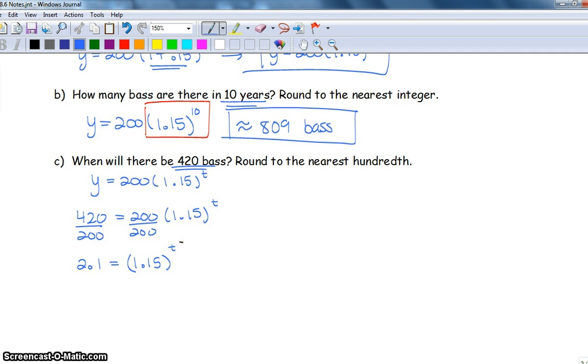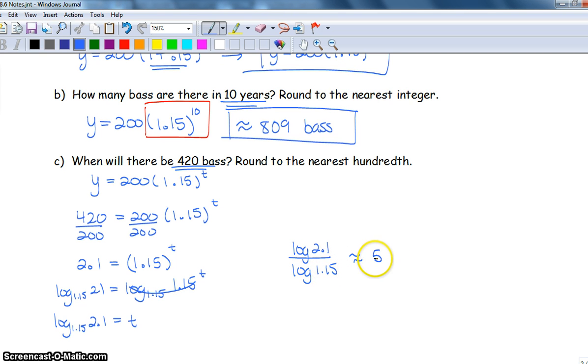Now this is really where you have to kind of embody the idea of what it means to solve an exponential problem. I want to get to the t. I have to undo that base of 1.15. So to undo it, I've got log of 1.15. That's how that cancels to give us t. So that's what they do on the other side as well. Now this, remember, you have to use the change of base. You can't just plug that into your calculator. So you've got log of 2.1 divided by log of 1.15, and you get about 5.31 years. And that's it.